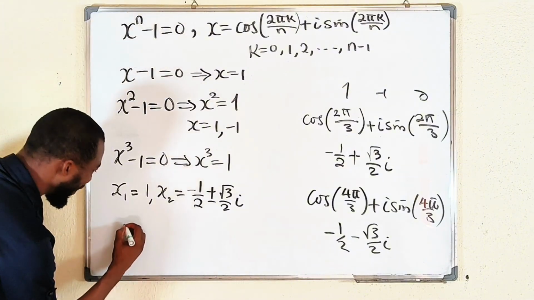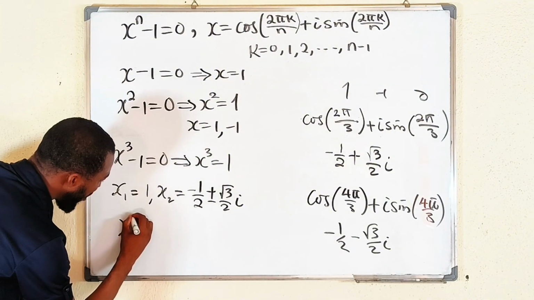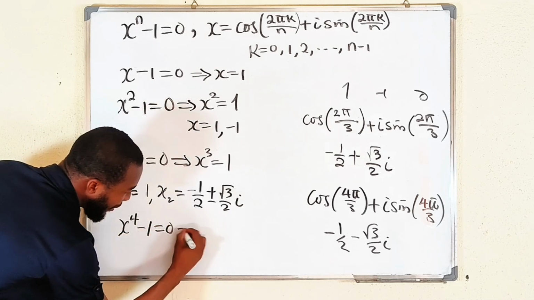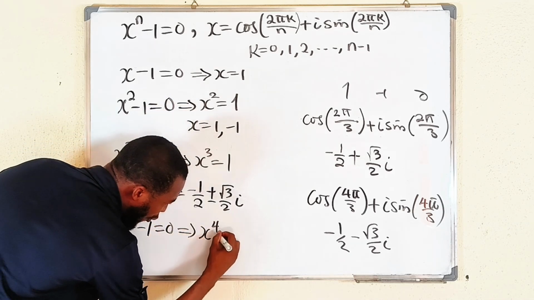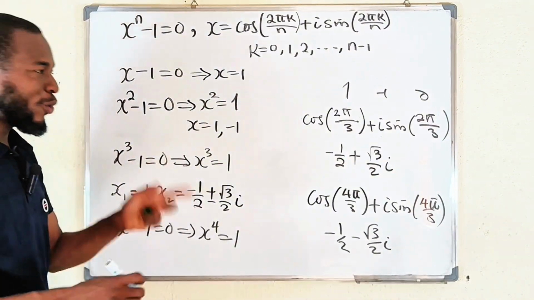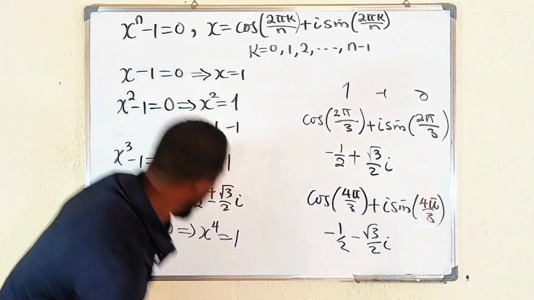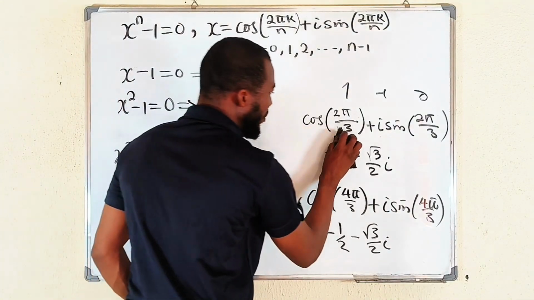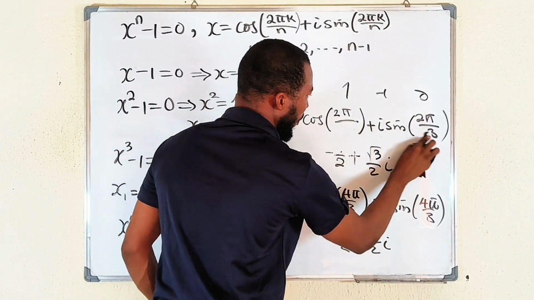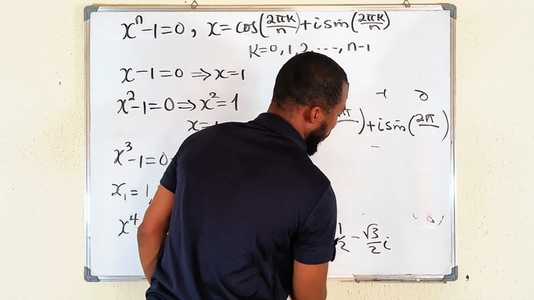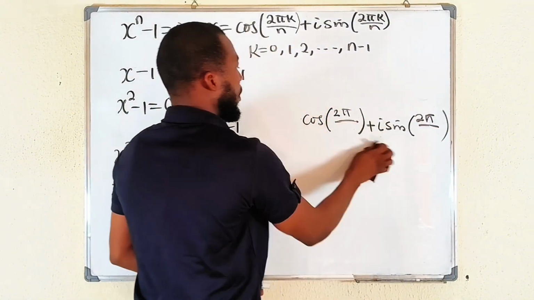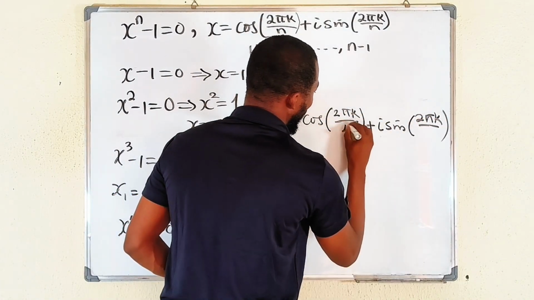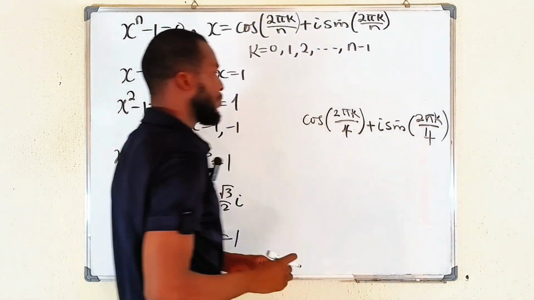Now, let us move on to when n is equal to 4. x to the power of 4 minus 1 equal to 0 implies x to the power of 4 equal to 1. 1 is always a solution, I told you. In this situation, n is 4. So let me replace this with 4, this with 4. Remember, we have our k here. This is 4. This is 4.